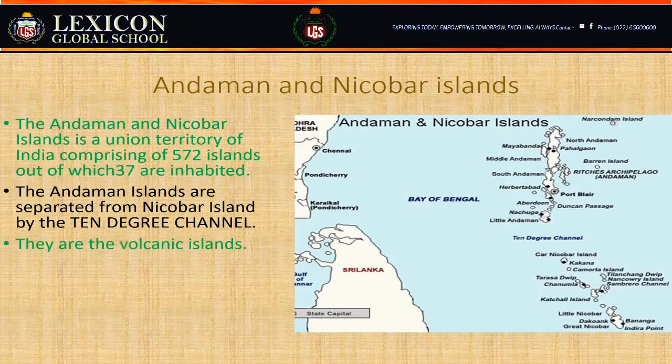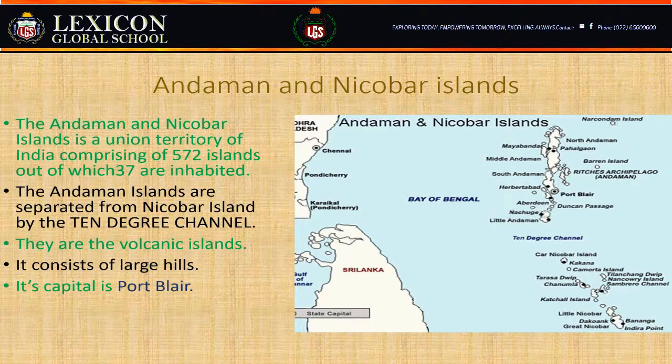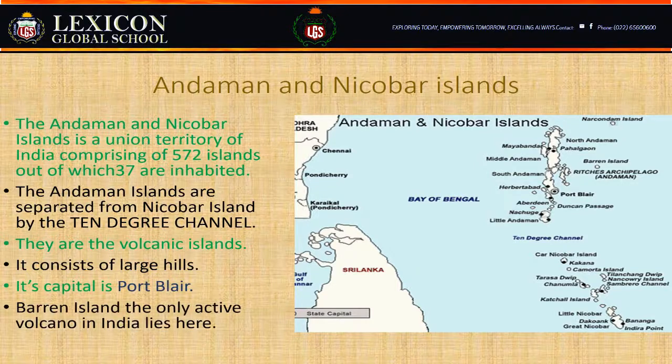These are volcanic islands and they consist of large hills. The capital of Andaman and Nicobar Islands is Port Blair. Barren Island, the only active volcano in India, lies here.